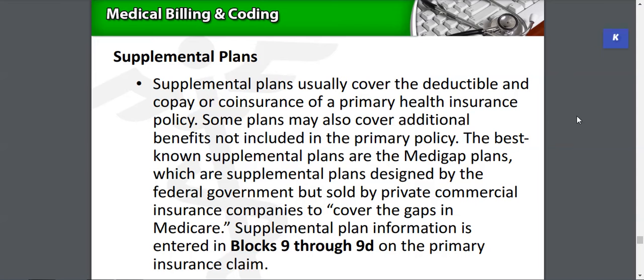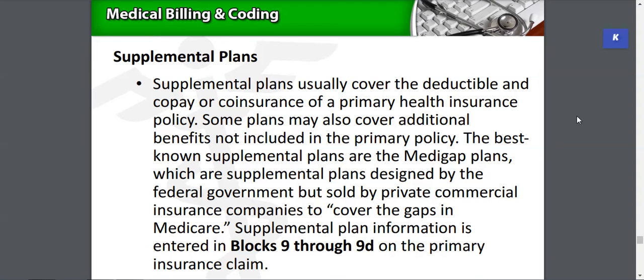Supplemental plans usually cover the deductible, copay, or coinsurance of a primary health insurance policy. Some plans may also cover additional benefits not included in the primary policy. The best known supplemental plans are the Medigap plans, which are supplemental plans designed by the federal government but sold by private commercial insurance companies to cover the gaps in Medicare. Supplemental plan information is entered in blocks 9 through 9D on the primary insurance claim.